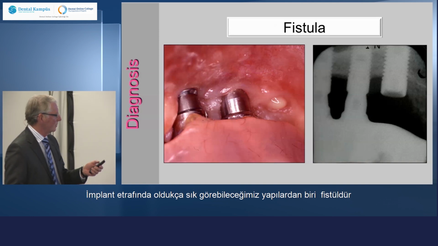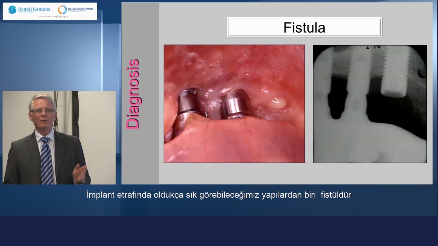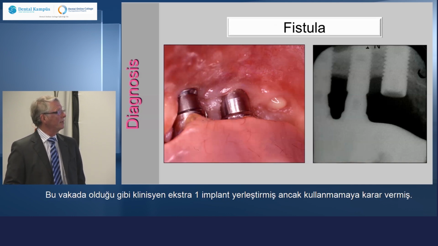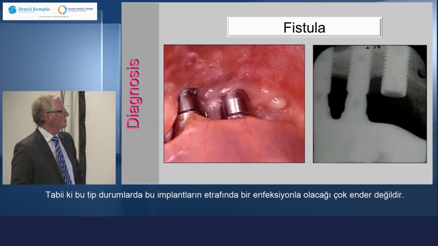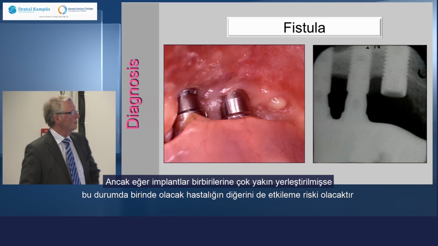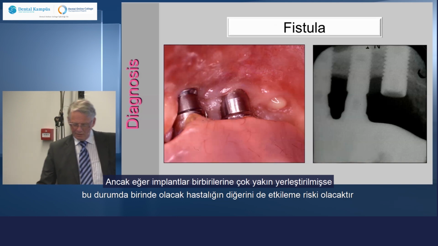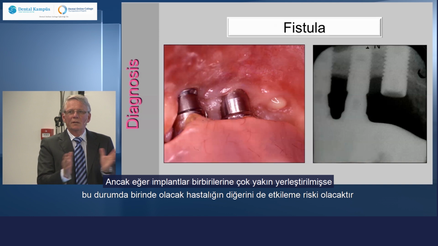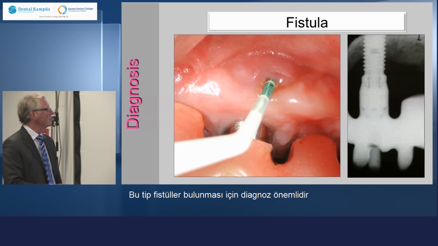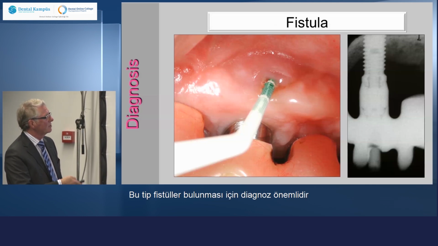One of the things that we see quite often around implants is that there are fistulas, like in this situation where the clinician had placed one extra implant that he decided that he wouldn't use. And of course, in such a situation, it's not so seldom that you will find an infection around this implant. And if they are so close to another one, there is an obvious risk that you will have a disease that will encompass both of those implants. So a diagnosis is important to find fistulas like this.